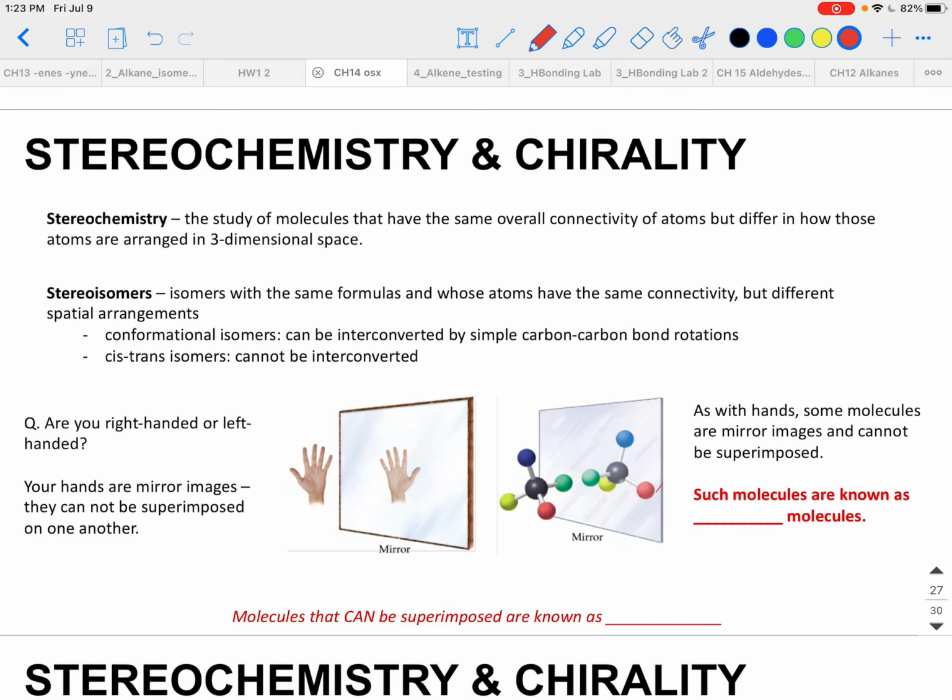Okay, we're going to go over stereochemistry, hopefully in 10 minutes or less. We'll see. I hit on this first slide in lecture the other day. This is part of chapter 14 at the very end. You do need to know stereochemistry and chirality.